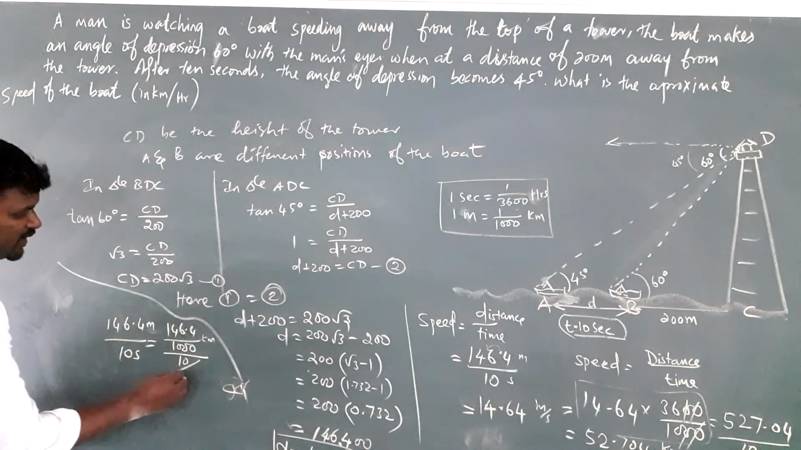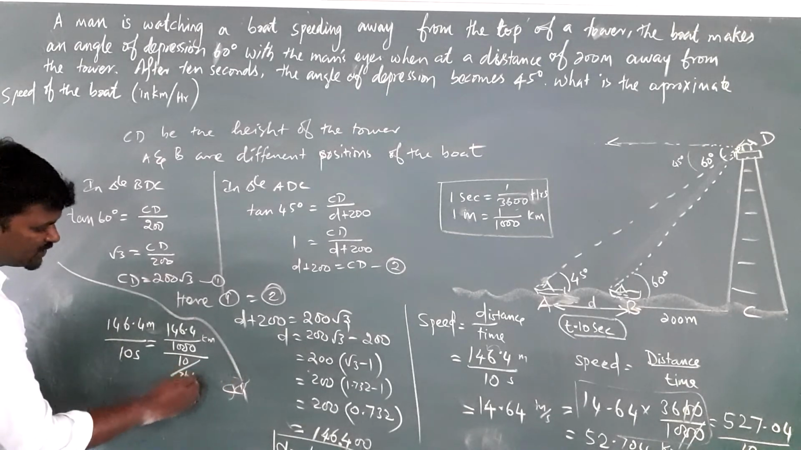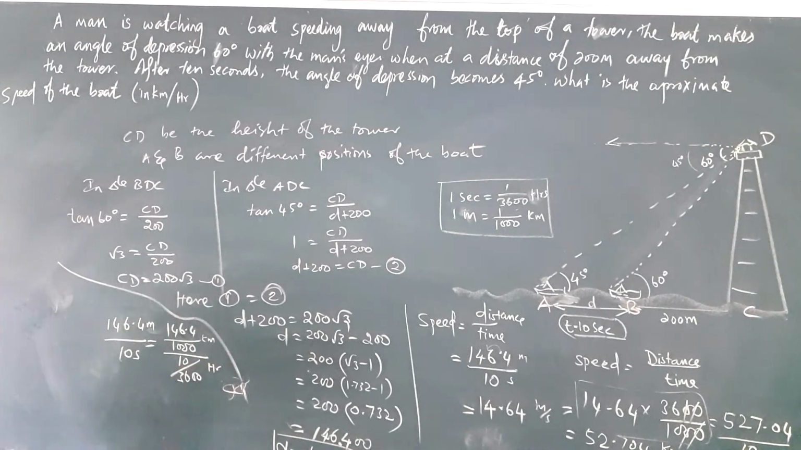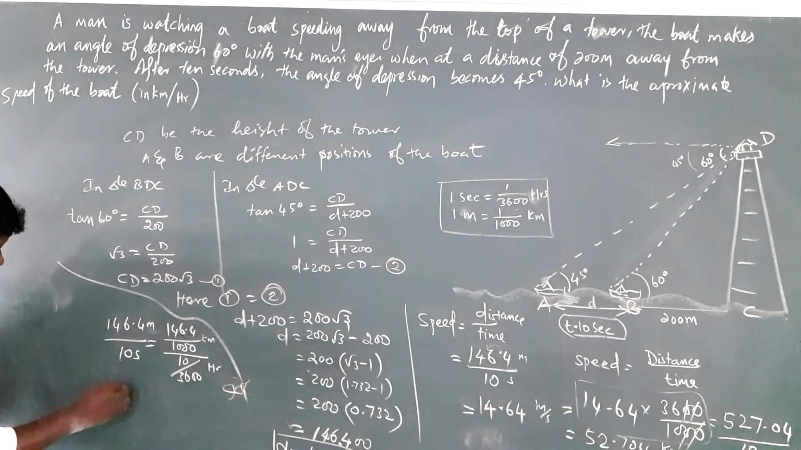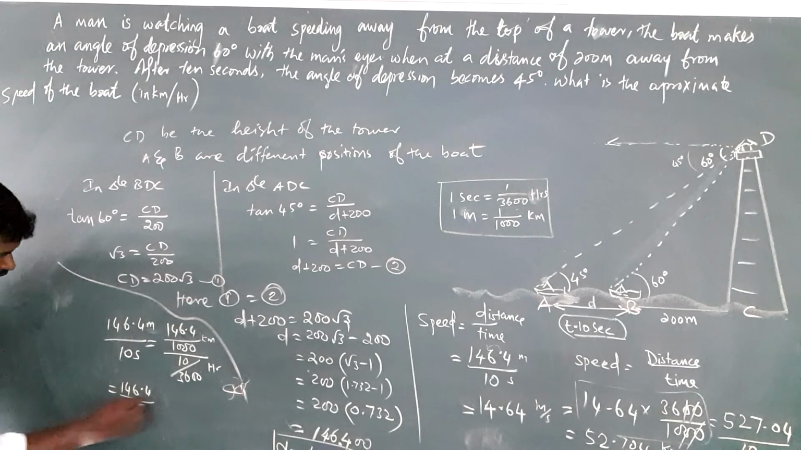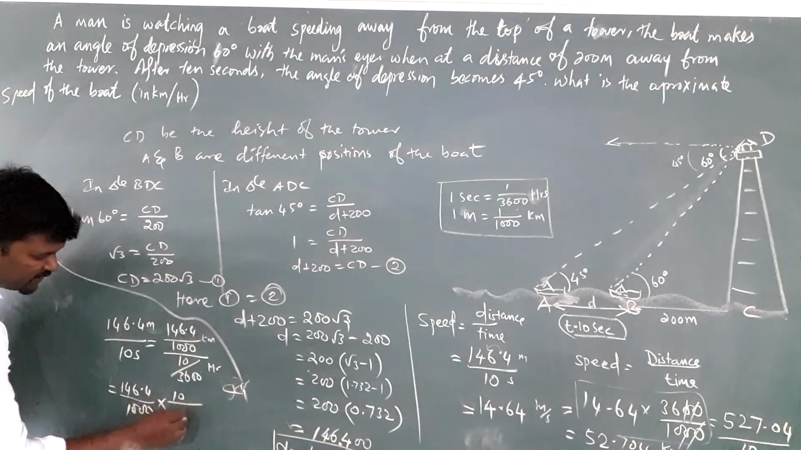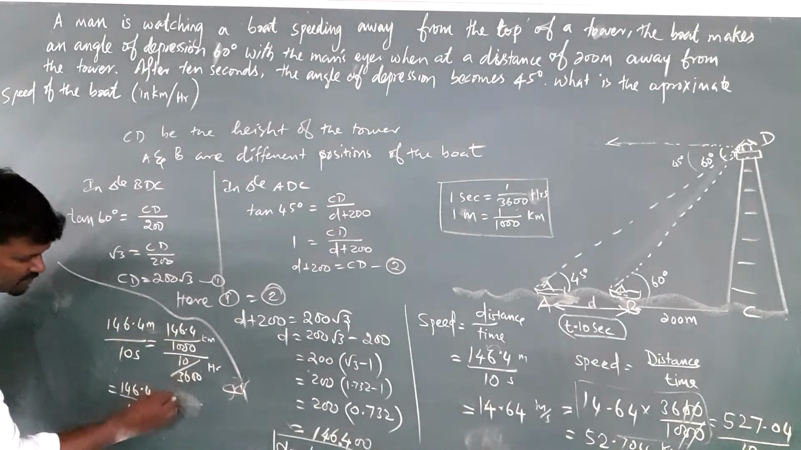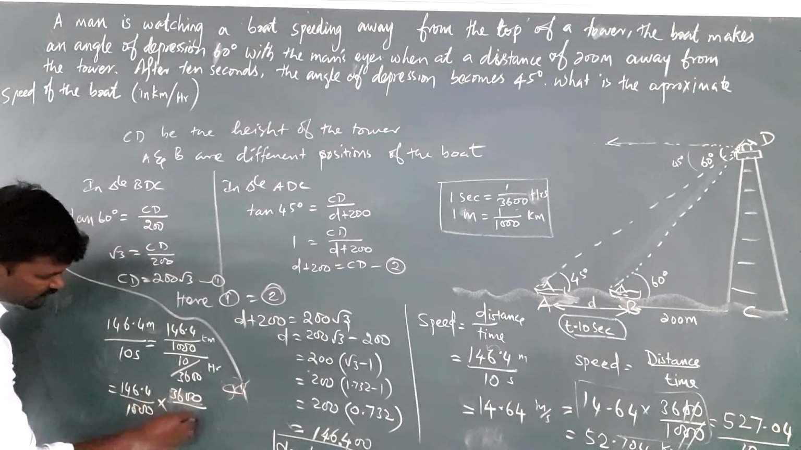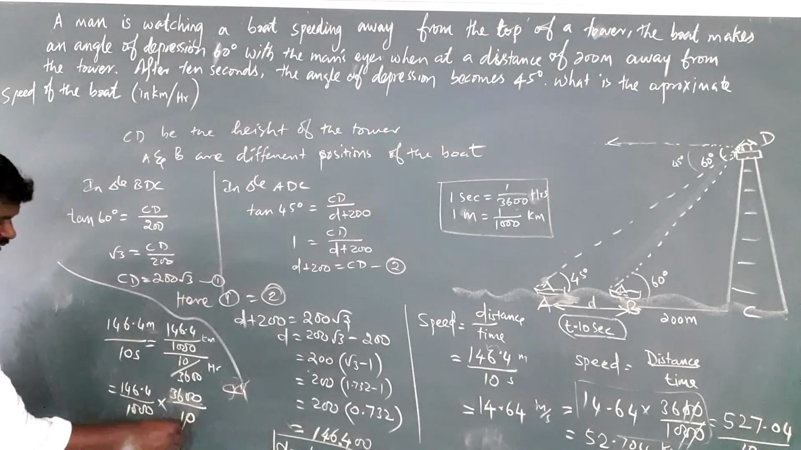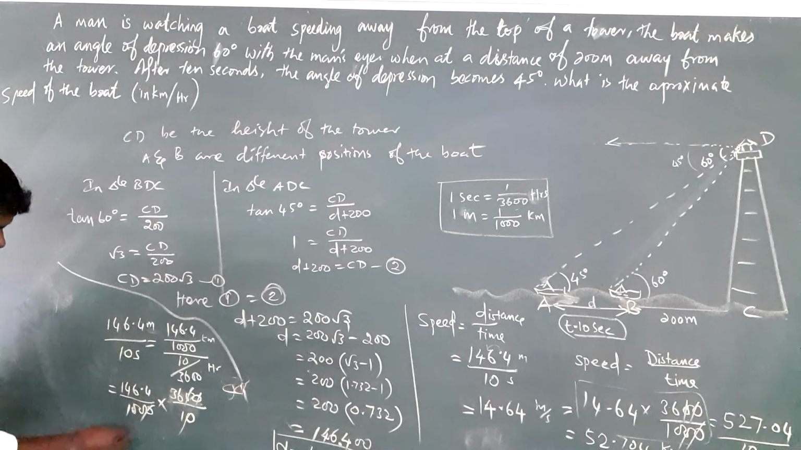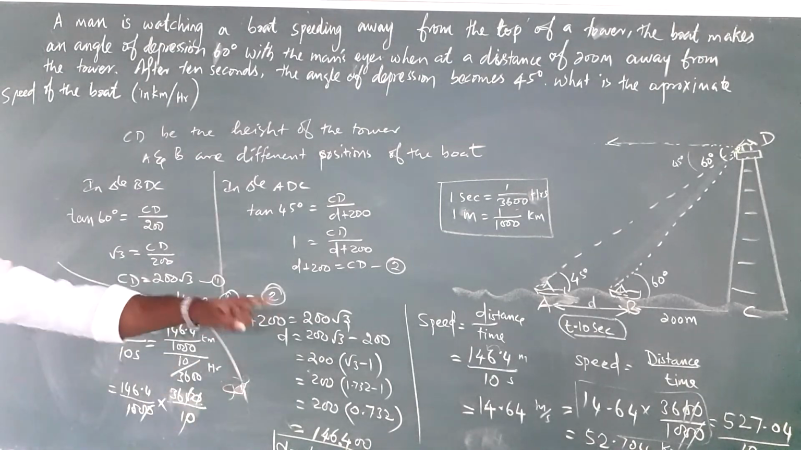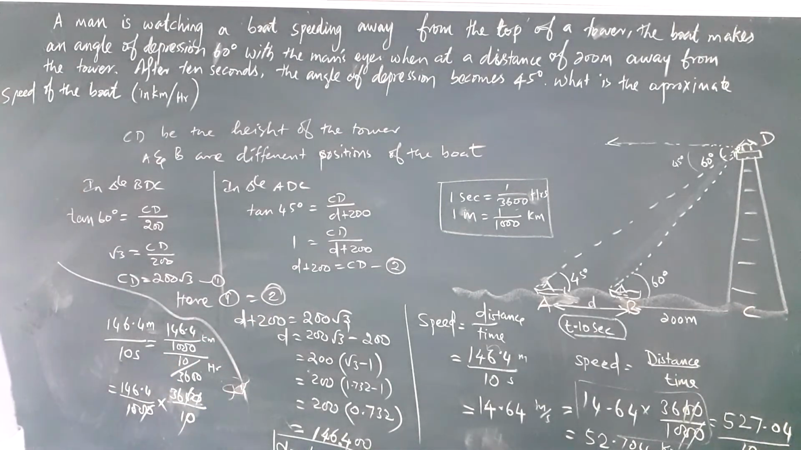So how to change into hour? Now 1464 by 1000 into 10 by, when we divide we will take the reciprocal. Now we can cancel. If we simplify, we will get the same answer. So we have to understand and do.